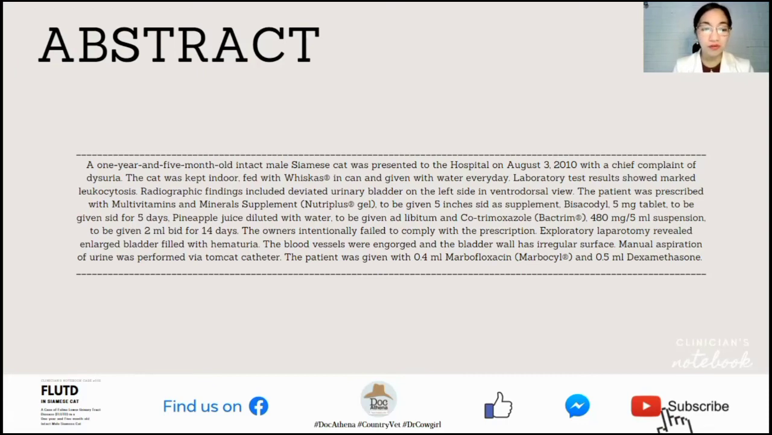Exploratory laparotomy revealed an enlarged bladder filled with hematuria. The blood vessels were engorged and the bladder wall had an irregular surface. Manual aspiration of urine was performed via tomcat catheter. The patient was given 0.4 ml marbofloxacin and 0.5 ml dexamethasone.